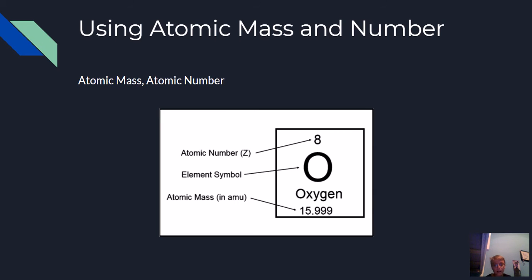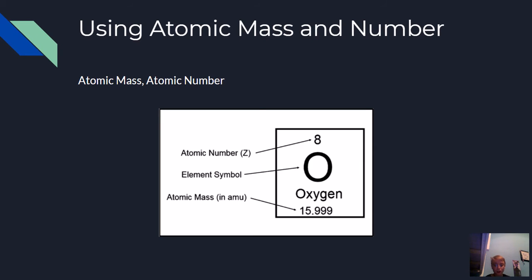To calculate, number of protons equals atomic number. Number of electrons equals number of protons in a neutral atom. Number of neutrons equals mass number minus atomic number. The number of protons plus the number of neutrons equals the mass number.